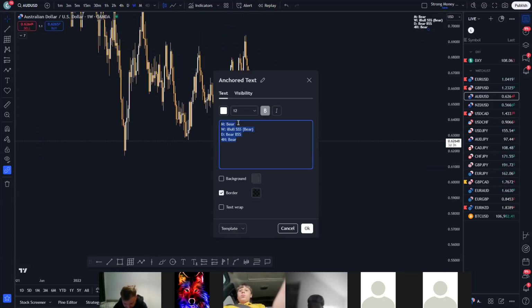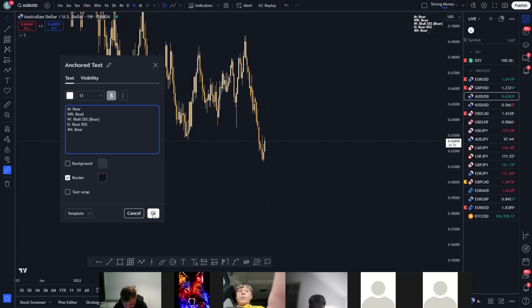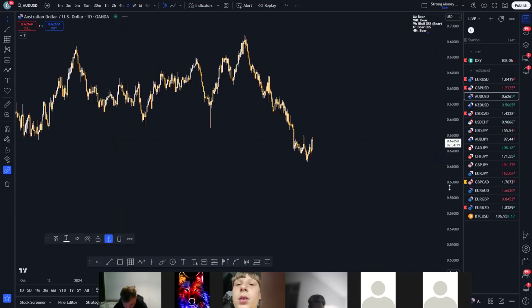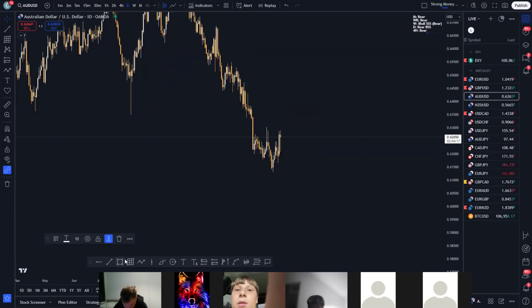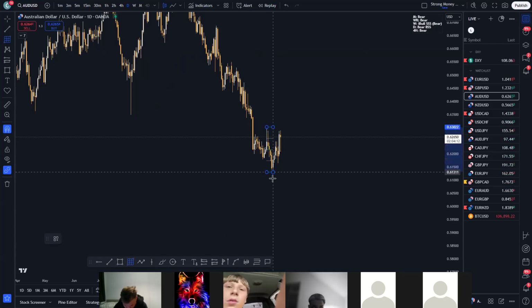Right, so weekly range is bearish. It's good to know. Daily range, very, very similar. Nice daily range there. High to high, high to low. Low here.